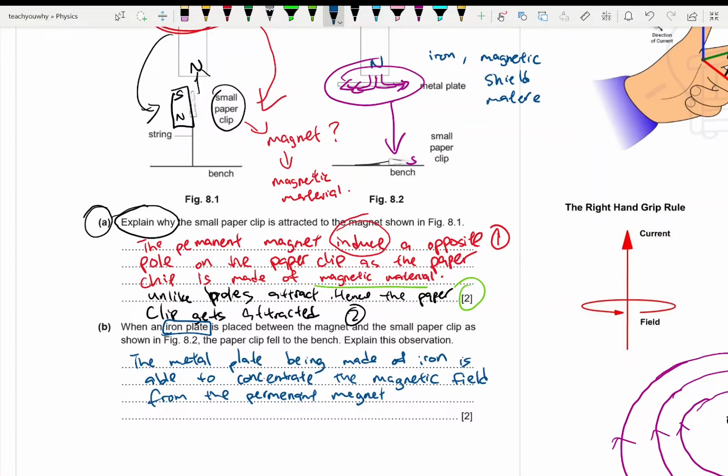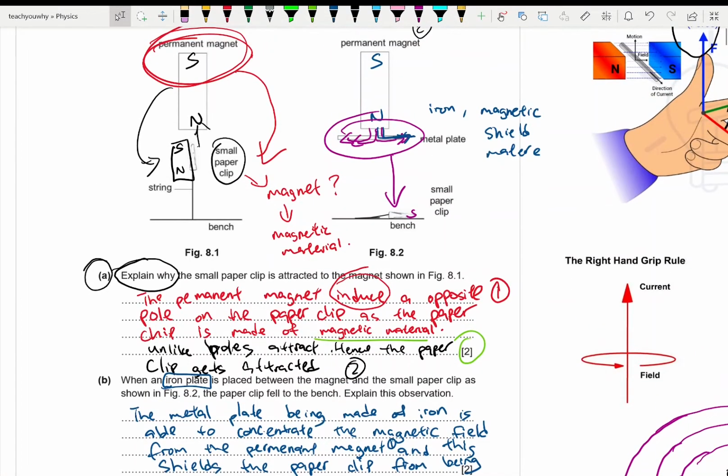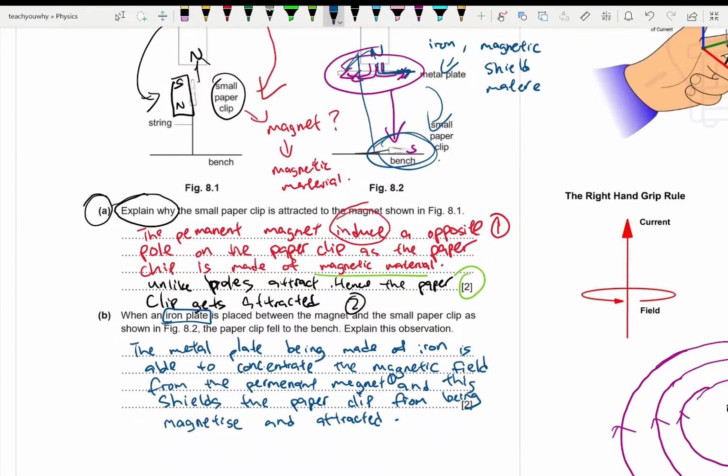Okay, so it concentrates. You see, it goes in, it concentrates. This is my first point, and the second point is that this shields the paper clip from being magnetized and attracted. That's the reason. So basically what I'm trying to say is that this is a magnetic shielding, and therefore the magnetism cannot interact with this small paper clip, and because it cannot interact with it, it cannot become a magnet, and if it cannot become a magnet, it cannot be attracted to this. Okay, so that's for magnetism.